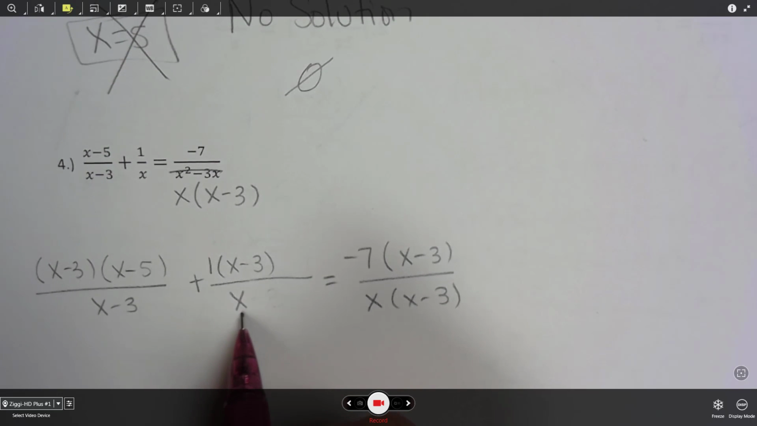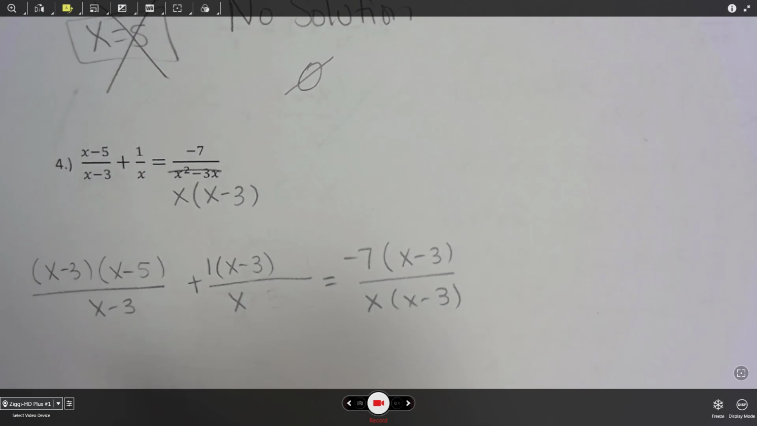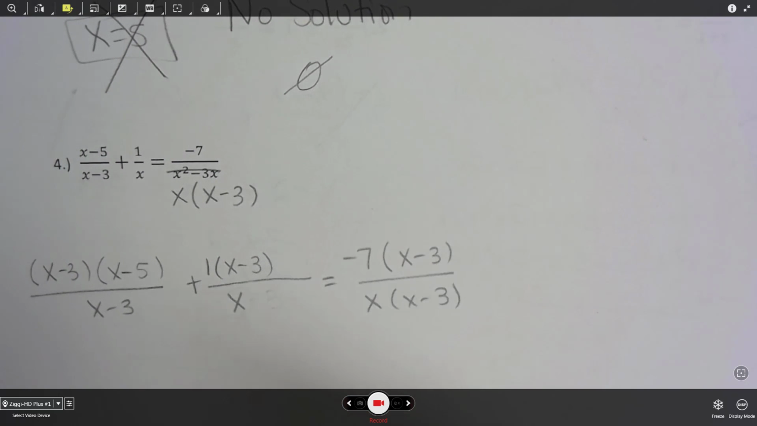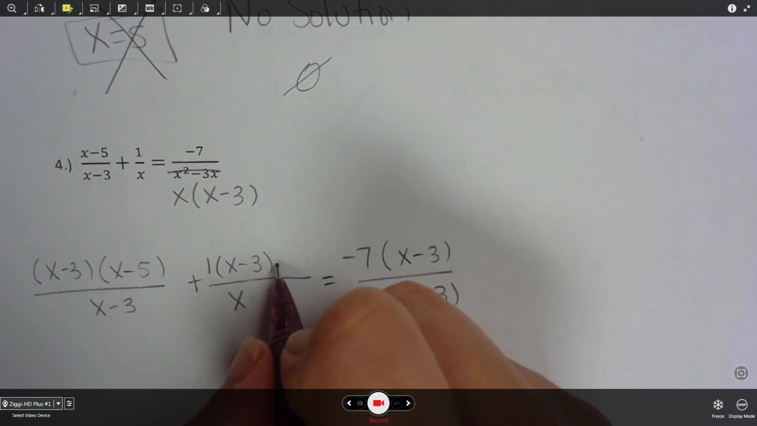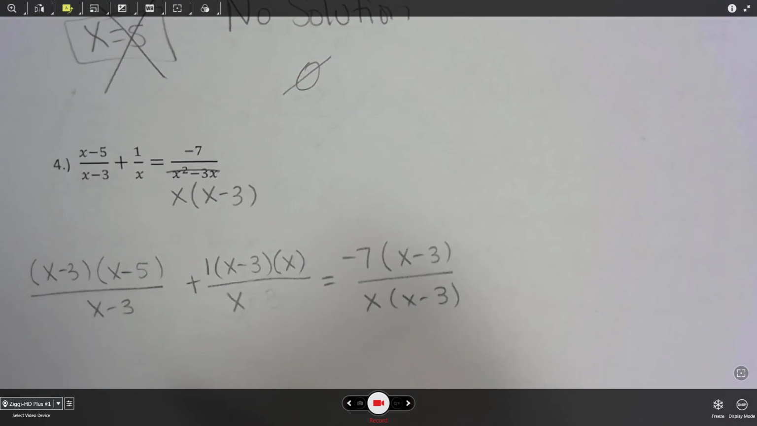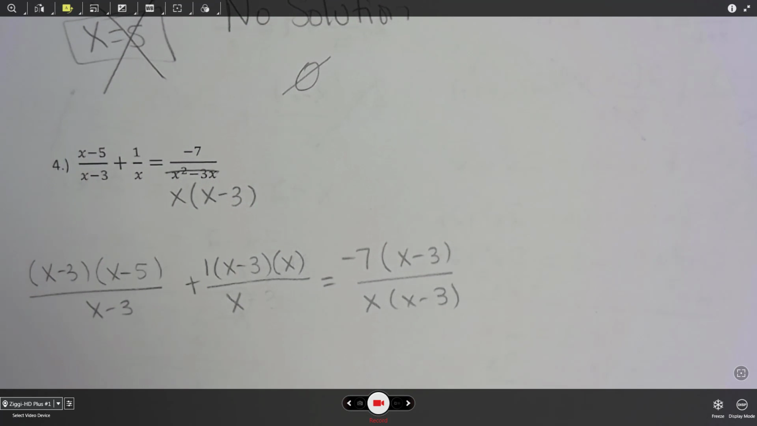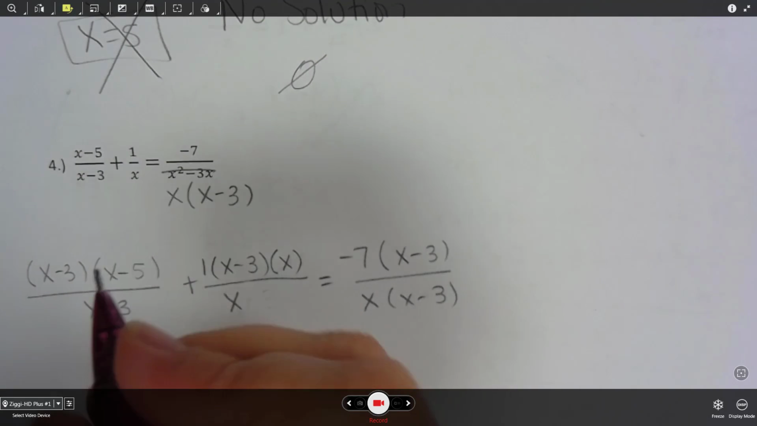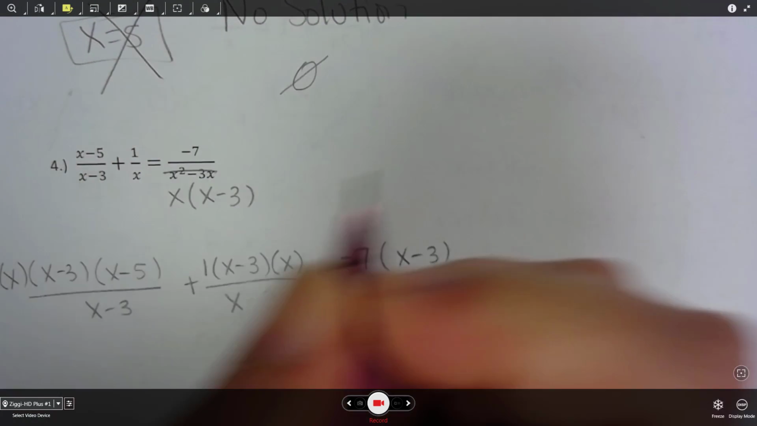I need something that will divide out the x. Now this x and this x can't divide out because this x minus 3 is one thing together. And the only way you could divide it out was if you divide it by itself. So what I need to do is multiply this by an x, so that this x and this x will have something to divide out. Because I'm multiplying this fraction by x, I have to multiply everything by x.